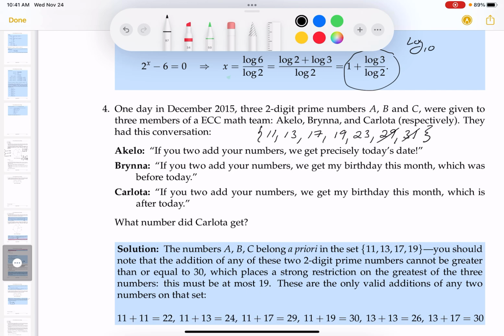Let's see, does 23 go? No. 23 plus a smaller number is outside the set, right? How about 19? Yeah, 19 works because 19 and 11 would be 30, right? So what I want to do is erase the numbers that it can't be. Sorry, I erased too much there. They go up to 19. I'm sorry about that.